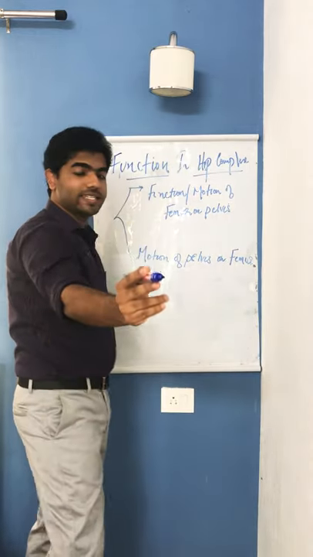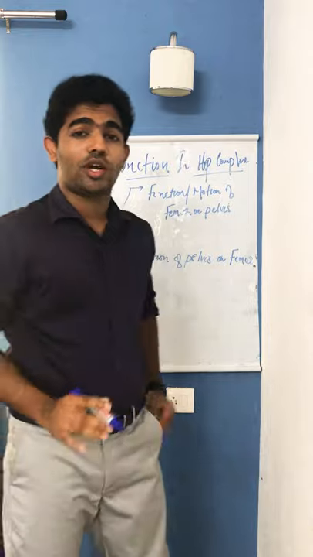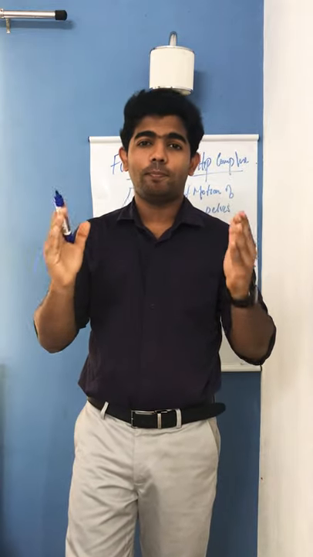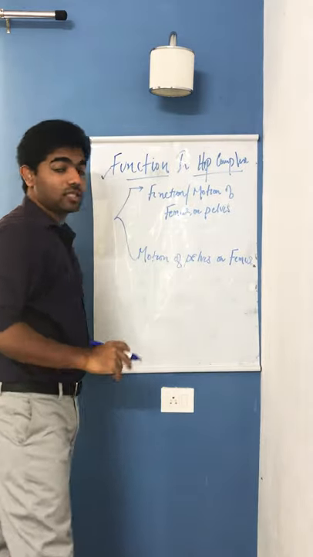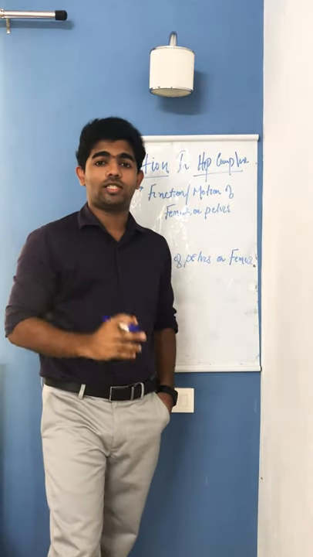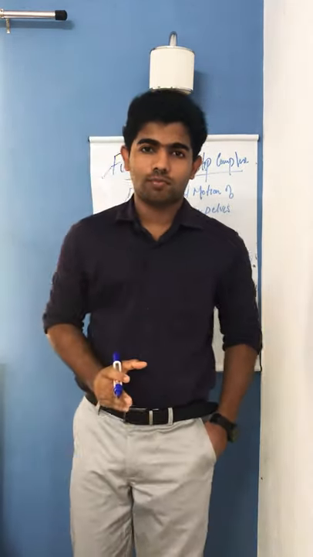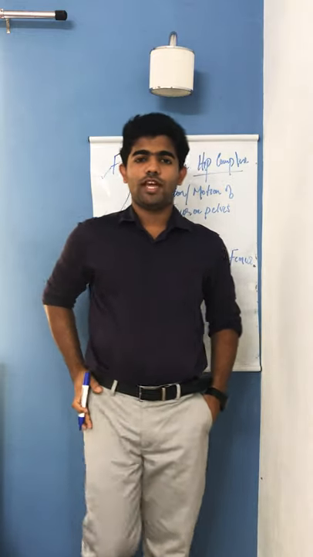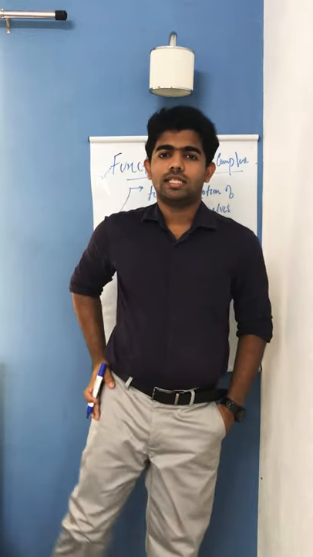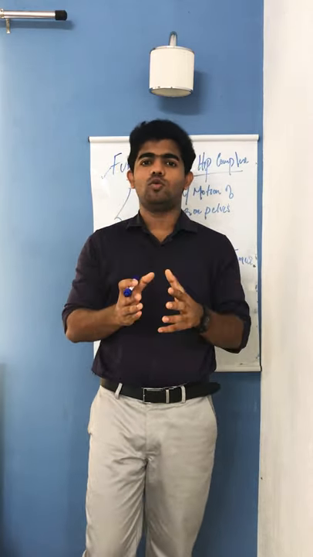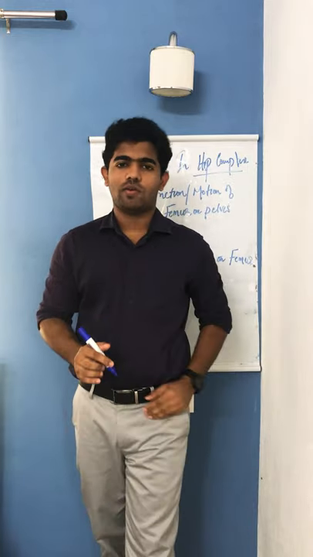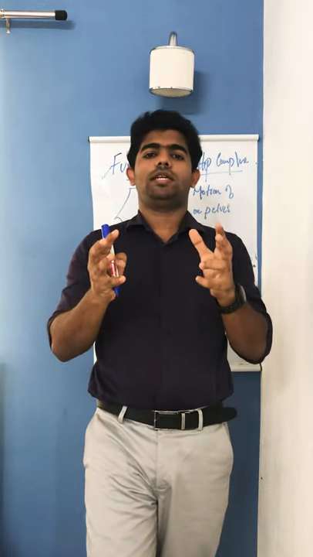The topic we are going to discuss is known as the function in hip complex. Yes, the function in hip complex means the movement in hip complex. You know what the movements possible in the hip joint are? That is flexion, extension, abduction, adduction, external rotation and internal rotation. These are the six possible movements, or three combinations of movement, that are possible in the hip complex.